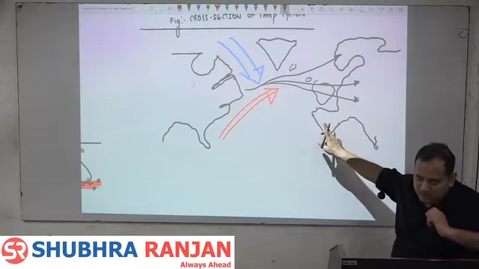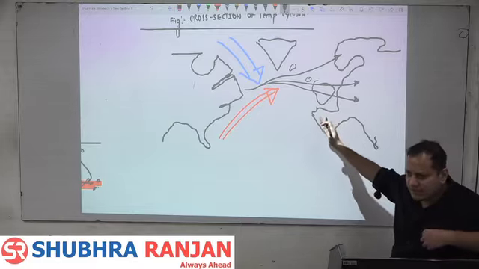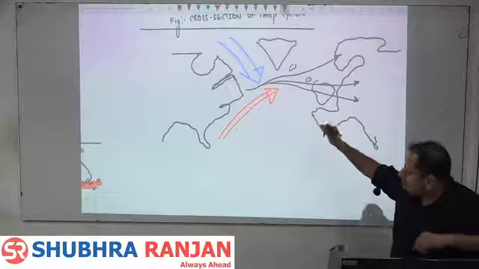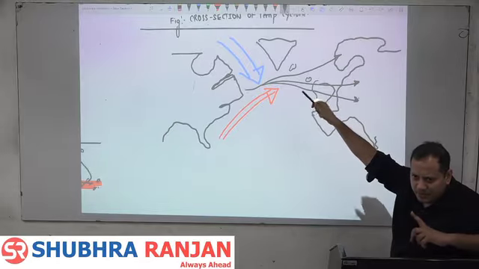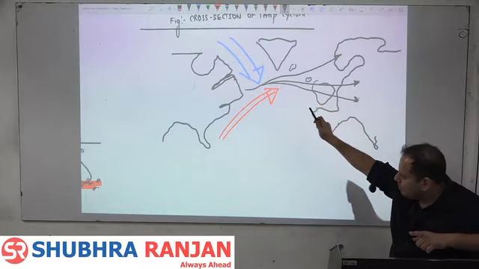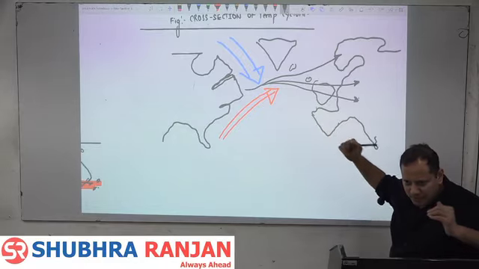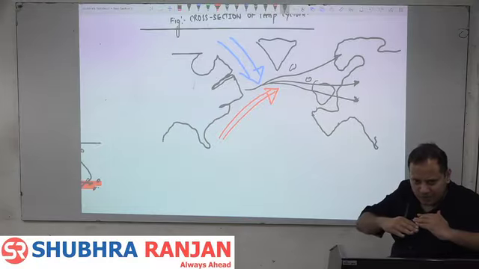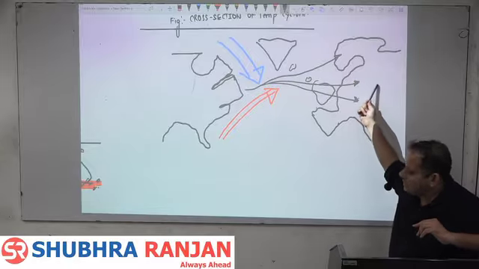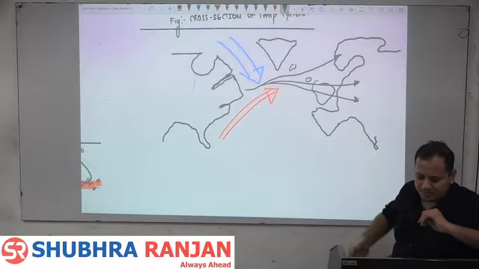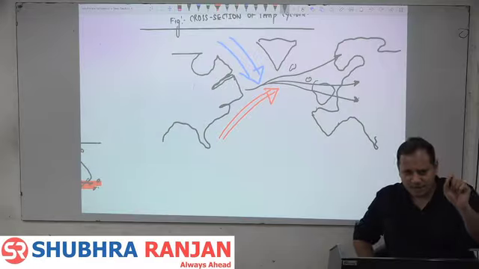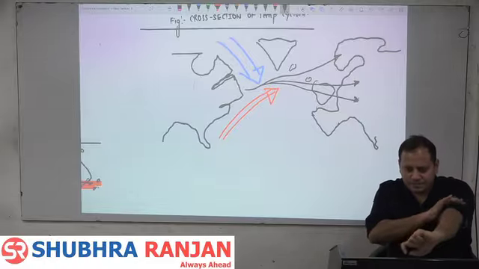Understanding this diagram? So this is just for your understanding. No need of drawing this. Cold Labrador current is coming, the air mass above it becomes extremely cold. Warm Gulf Stream is coming, the air mass above it is extremely warm. They both join together and after that, clear?